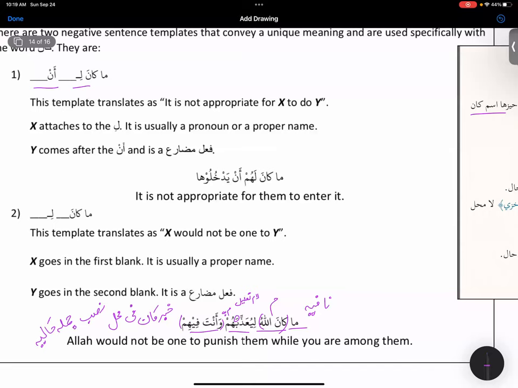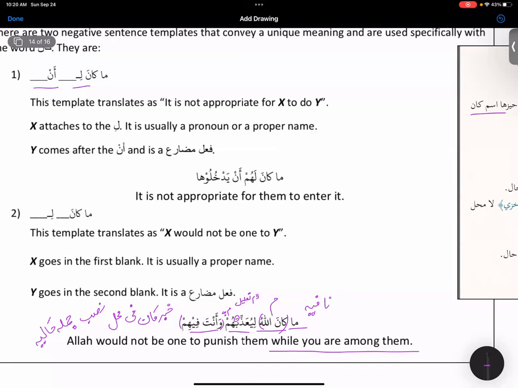We haven't done the jumla haliya, so we're going to do that. I'm just telling you, it will come. We can learn about it. So over here, it is making sense, right? Wa antum fihim, while you are among them. I think a translation helps. Yes, translation will be the guidance.